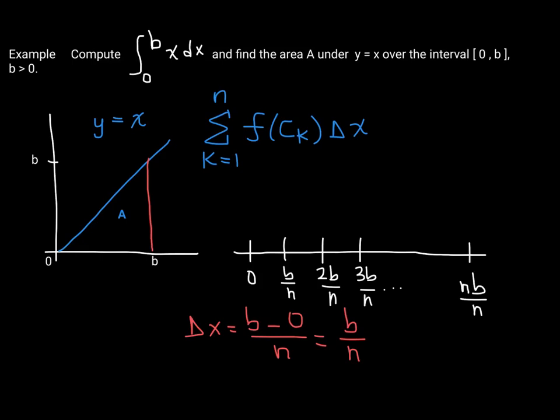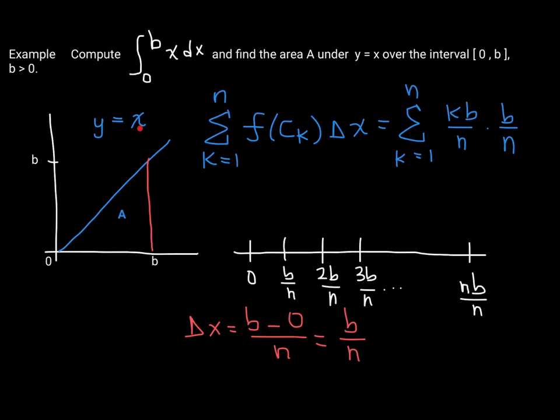So this is equal to the sum as k goes from 1 to n of k b over n times b over n. Let's talk about that. Delta x is the width. I showed already that that's b over n, so that's where the b over n comes from. And remember that our function is just y equals x, so whatever you plug in for x, that's what you get out. It's the identity function. If you plug 5 in, you get 5 out. If you plug 10 in, you get 10 out.